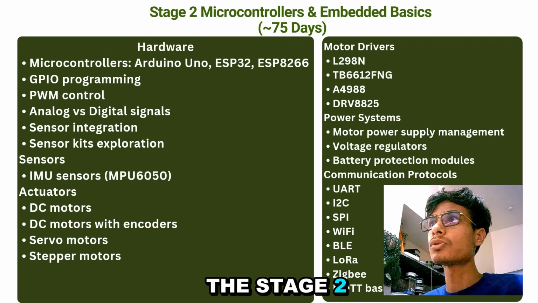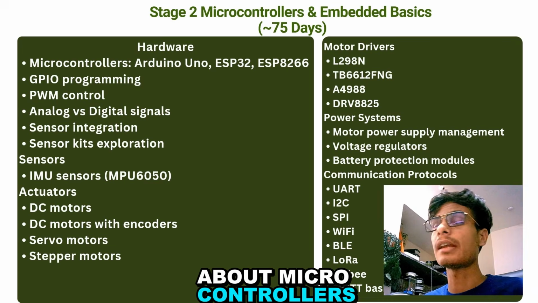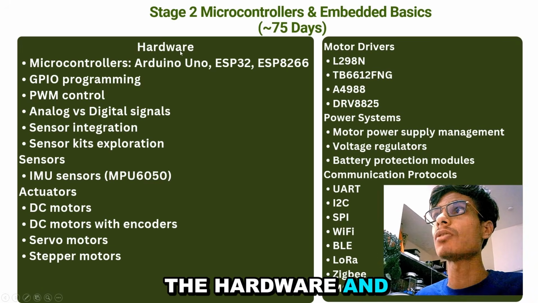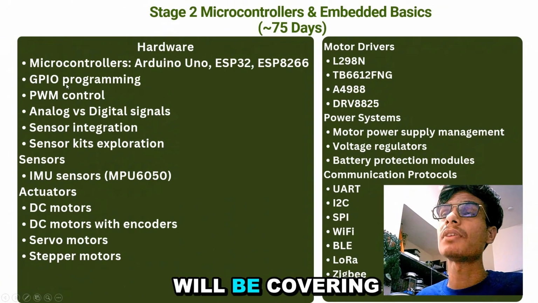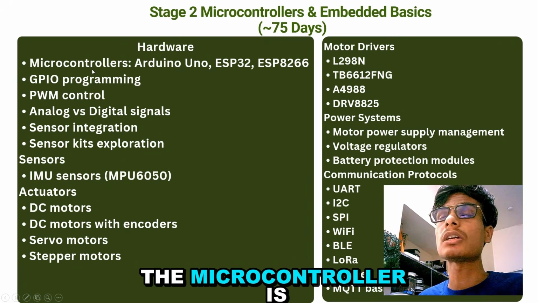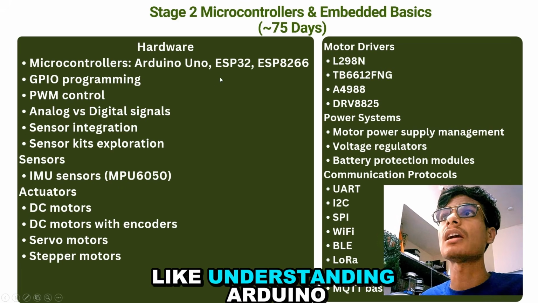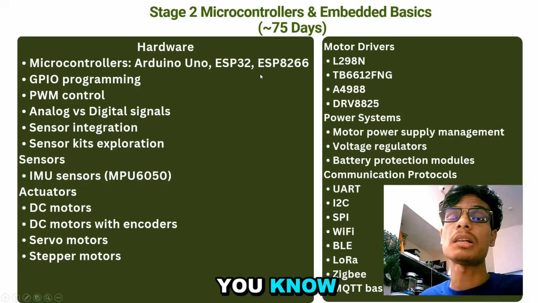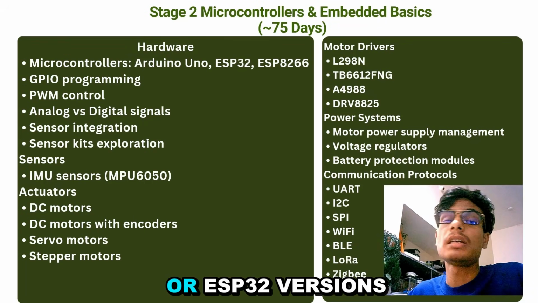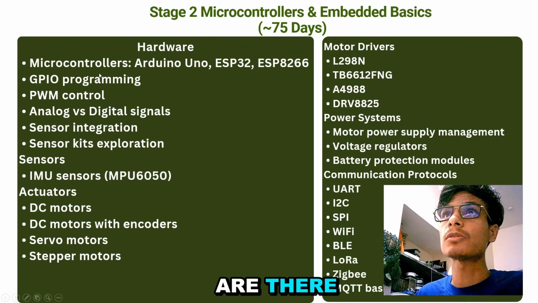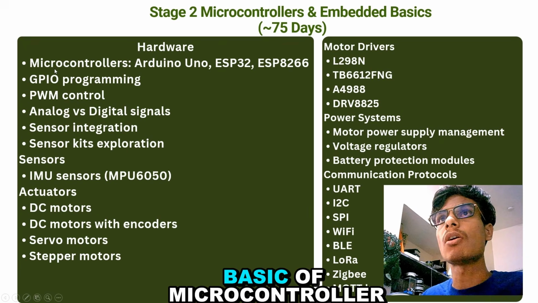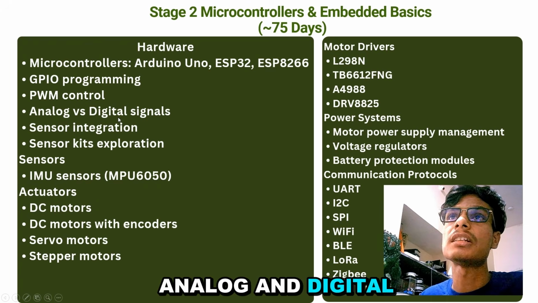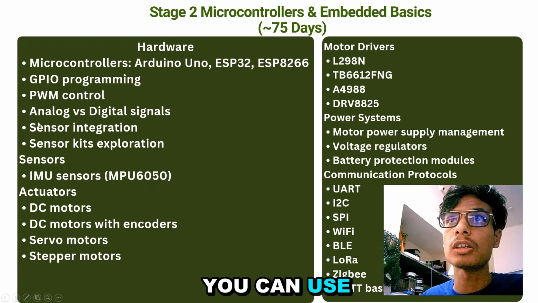Next is stage 2. So here we are talking about microcontrollers and embedded system basics. In stage 2 we can see the hardware and the software. First we will be covering the hardware. In the hardware, the microcontroller is very important, like understanding Arduino Uno, ESP32, ESP8266. There are multiple Arduino Uno or ESP32 versions. So you need to work on the basics of microcontrollers. You need to understand how PWM works, how analog and digital signals work, and how you can use or utilize these things.